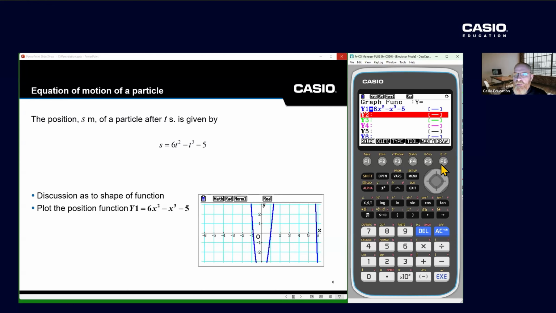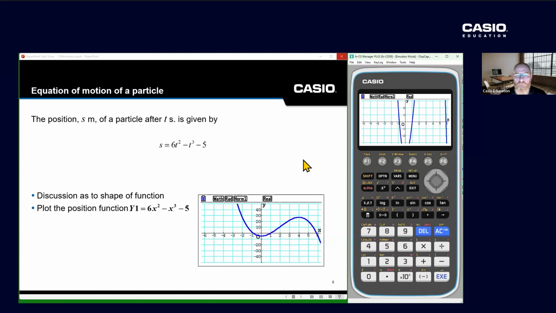However, if we have a go at drawing it, you'll get something that looks a little bit like this, and that's not a particularly useful curve. That's because we're using the initial scale settings, and unfortunately our function doesn't quite fit in there. So what we can do is have a go at changing the scale settings.